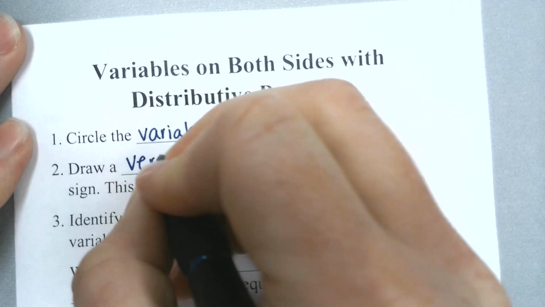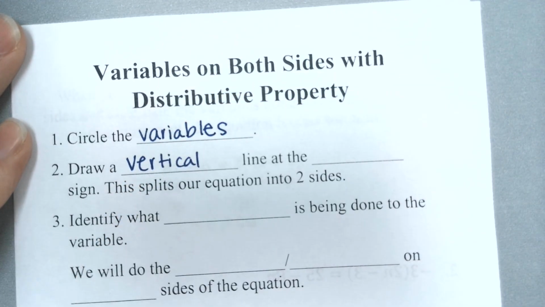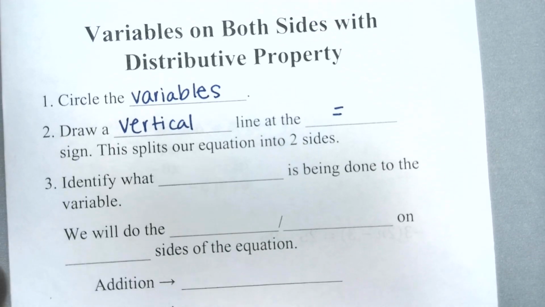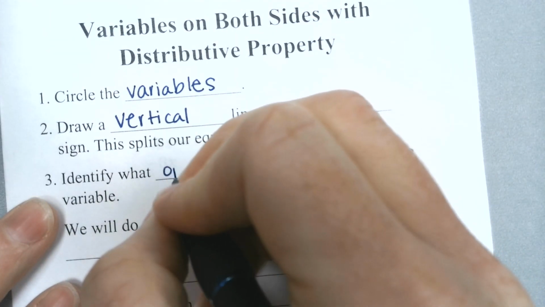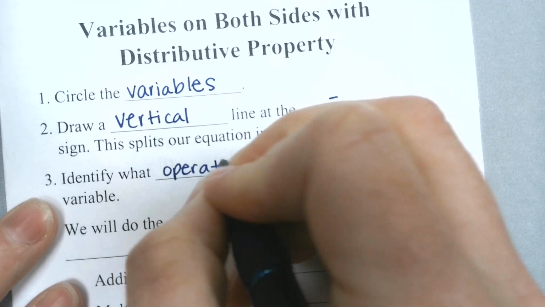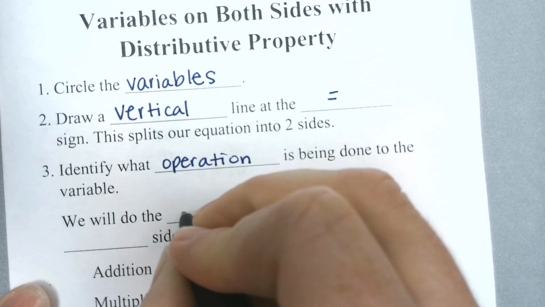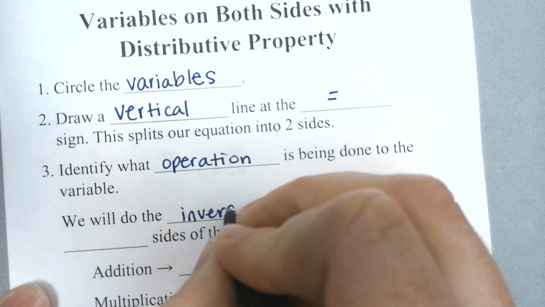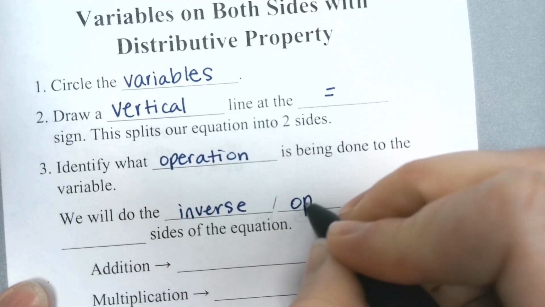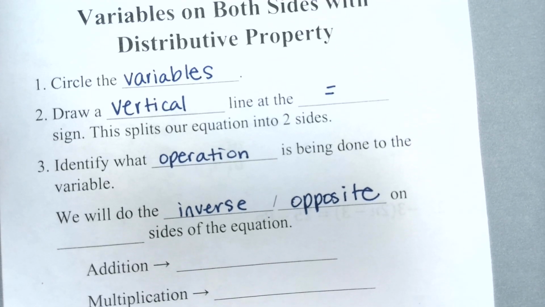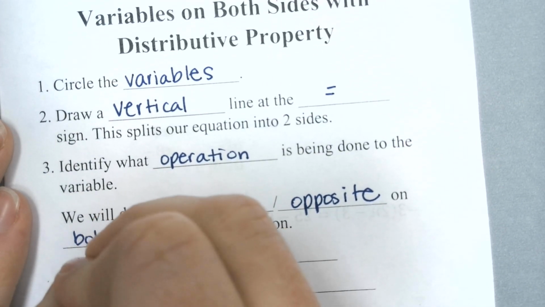Draw a vertical line at the equal sign. That's going to split your equation into two sides. Identify what operation is being done. Then we'll do the inverse operation, which is also called the opposite, on both sides. There we go.